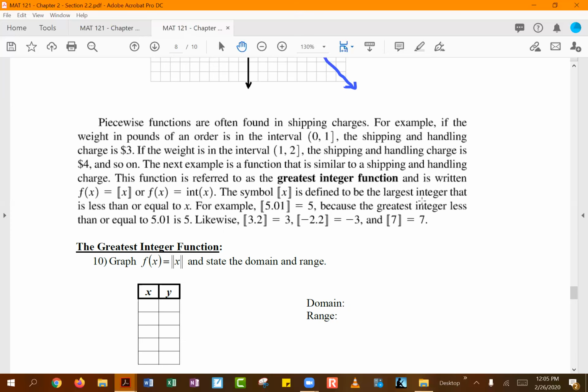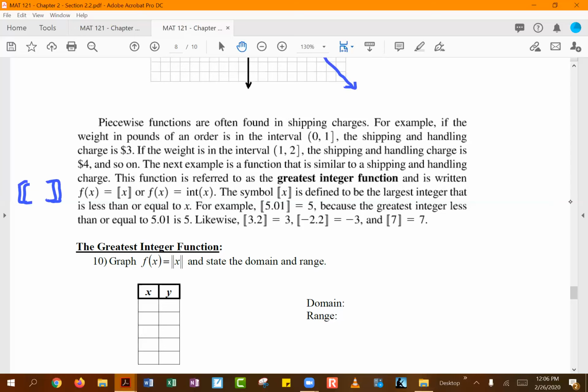So we use this little symbol here, which actually looks like double brackets. I'm not sure how obvious that is, but it should look kind of like this, like double brackets. That way we know we're looking at the greatest integer function, or sometimes you will just see them writing it as integer of x, int x. The way we define this greatest integer is as the largest integer that is less than or equal to your x value. So whatever you have in here, when you're evaluating it, you're looking for the largest integer that would be less than or equal to that x.